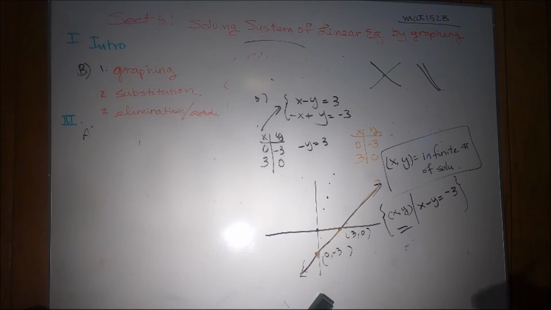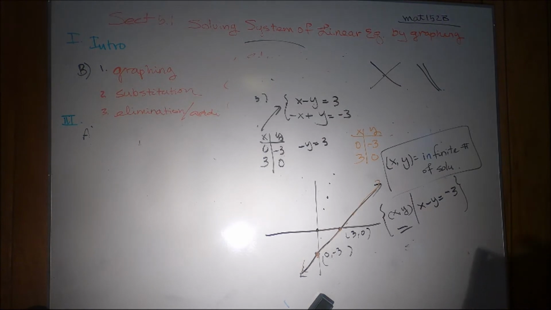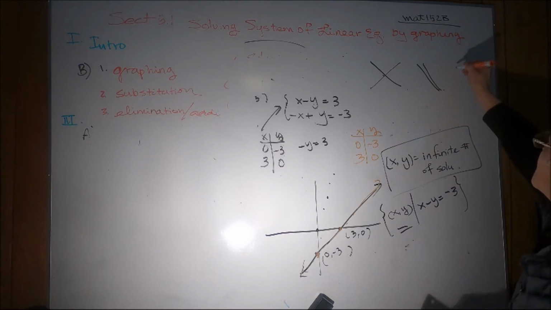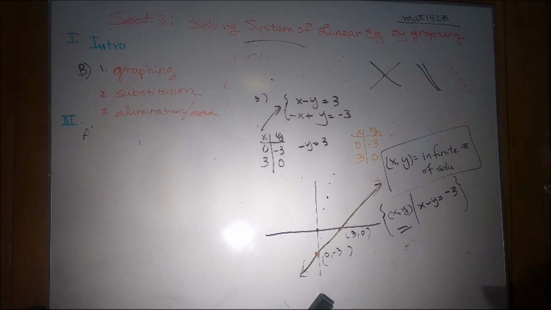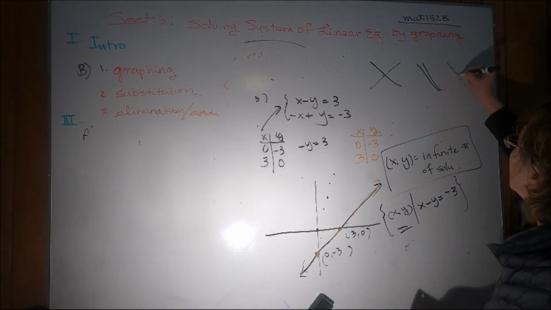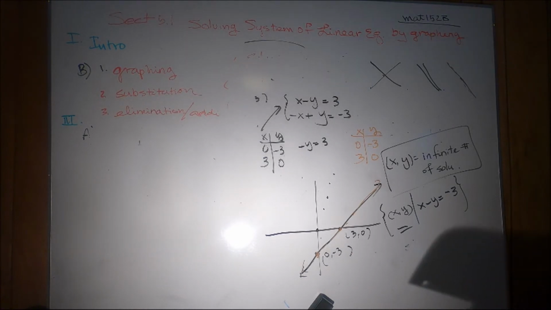Okay, so we just did what? Try to find a system of solutions, right? Linear equations. So one is a single point. Another one is what? Parallel, you don't have a solution. Another one, we just did, the two lines are overlapping with each other, so you have infinite solutions.